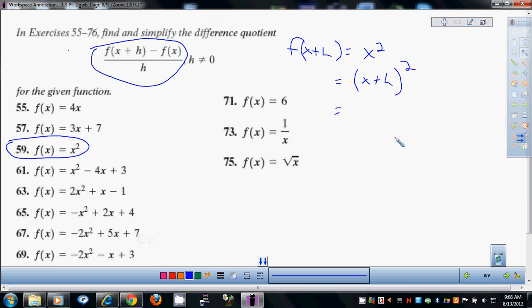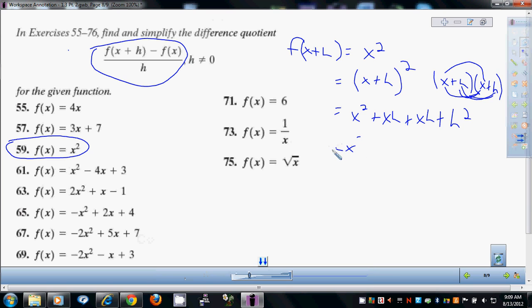Now, what is x plus h squared? How would I solve that? FOIL it, yeah. You have to FOIL it. X plus h times x plus h. So that becomes x squared plus xh plus xh plus h squared, which becomes x squared plus 2xh plus h squared. So that is just this piece right here. This is what you're going to have to do every time.